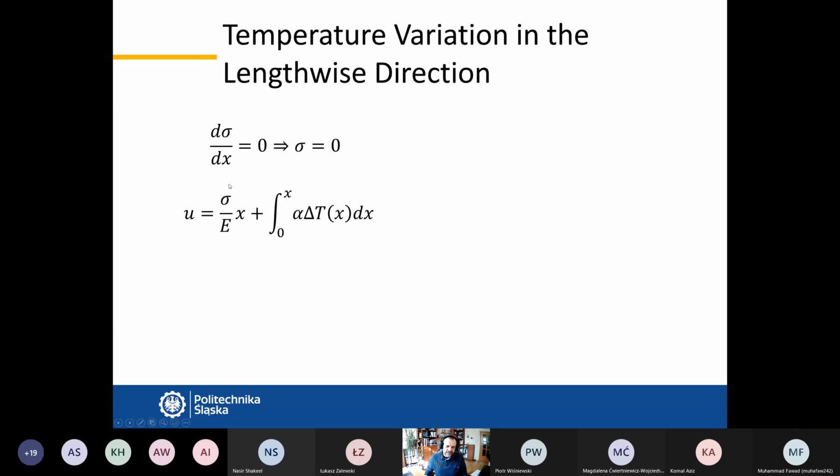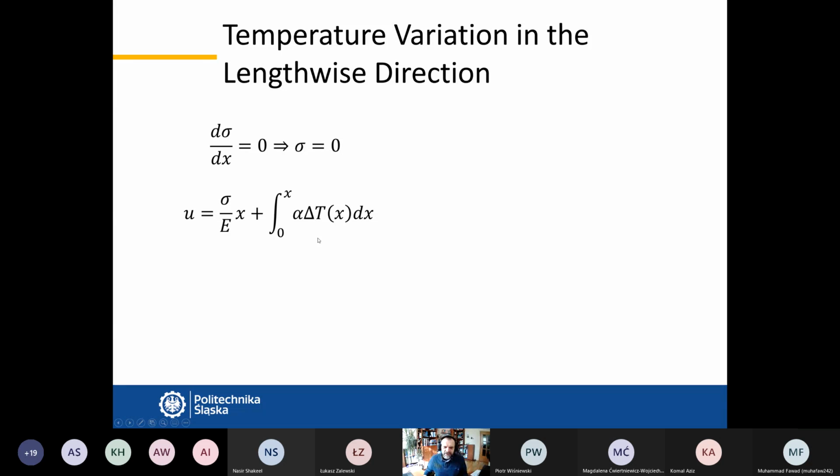So u is sigma over E times x, and we have to integrate it due to change in temperature, because temperature is not constant. Previously temperature was constant, so the rise in temperature was the same in the entire object. We had only alpha times dT. Now, since the temperature is different, we have to integrate it over the entire length of the object up to the location where we want to calculate stresses.